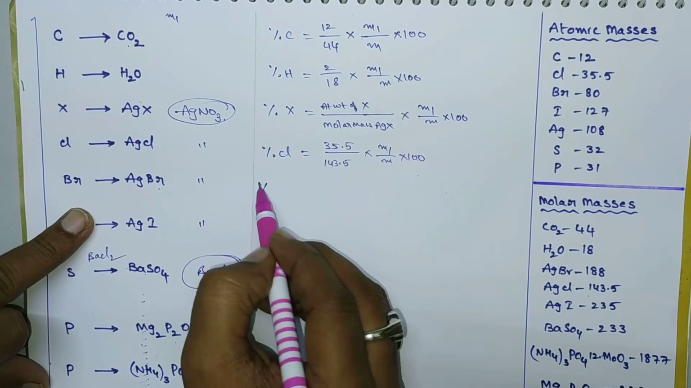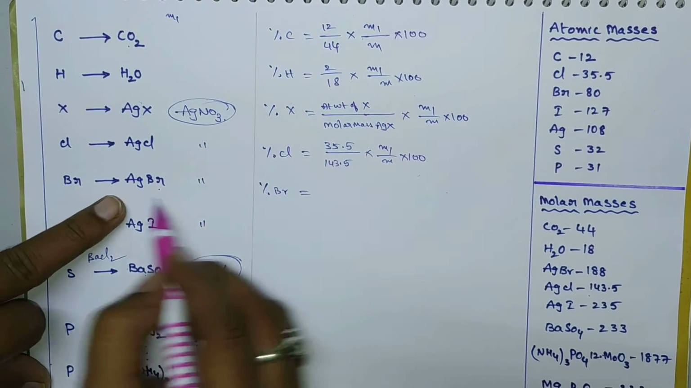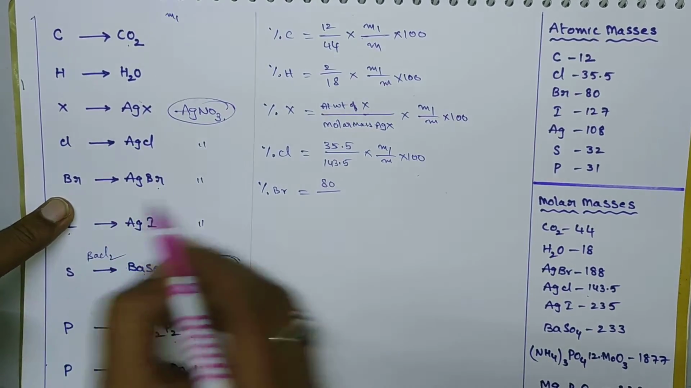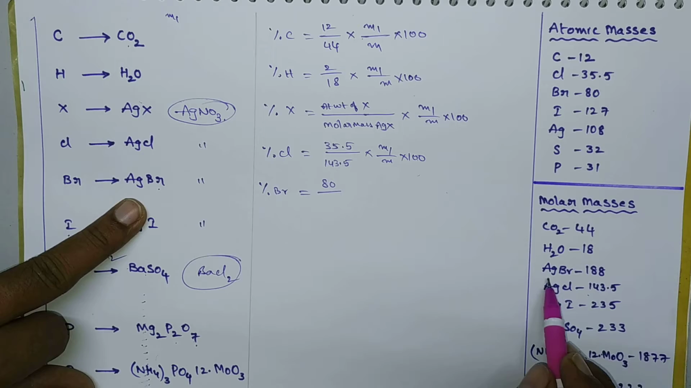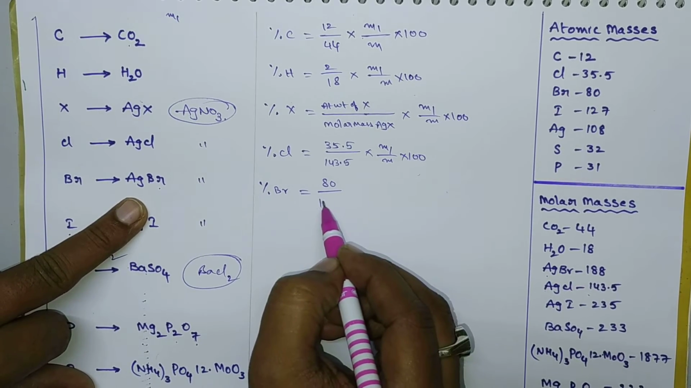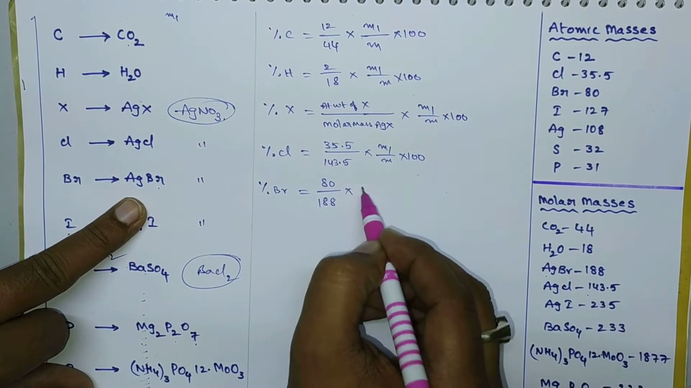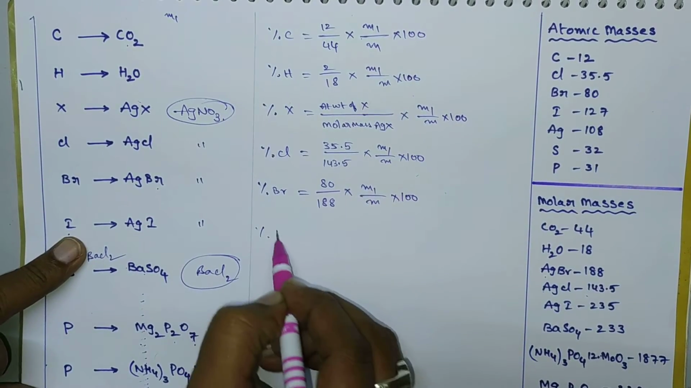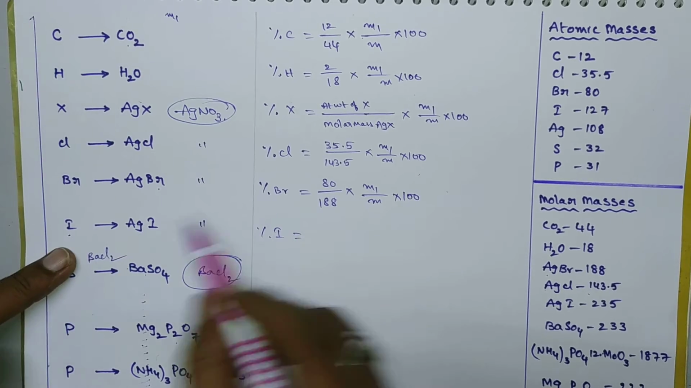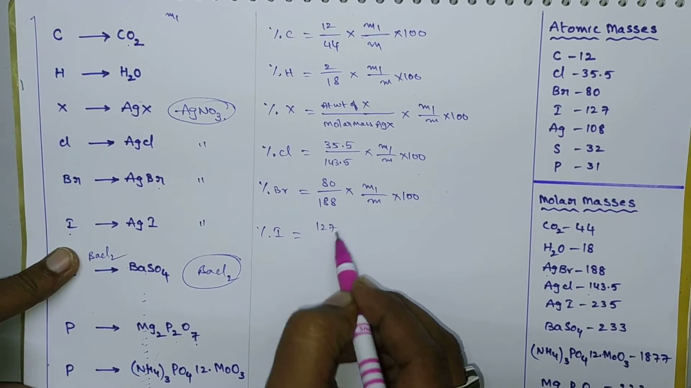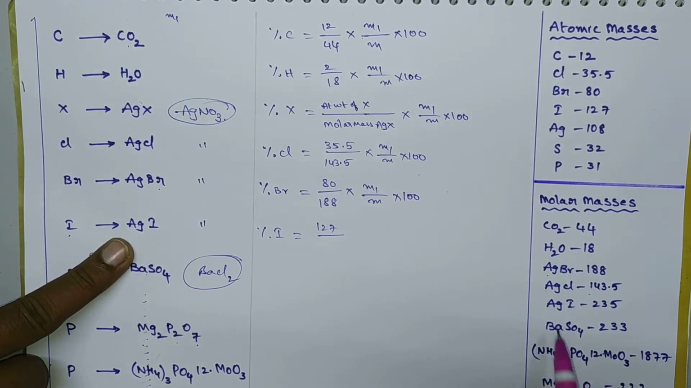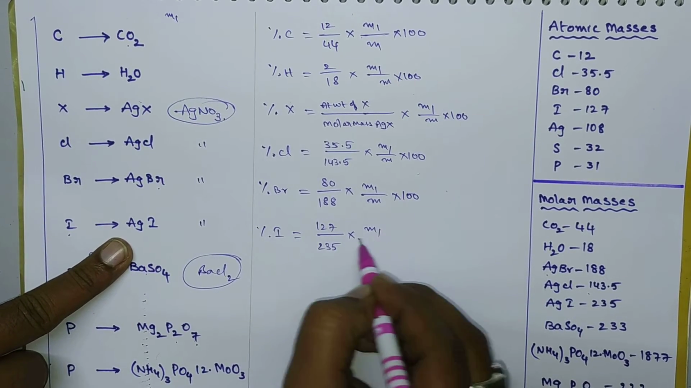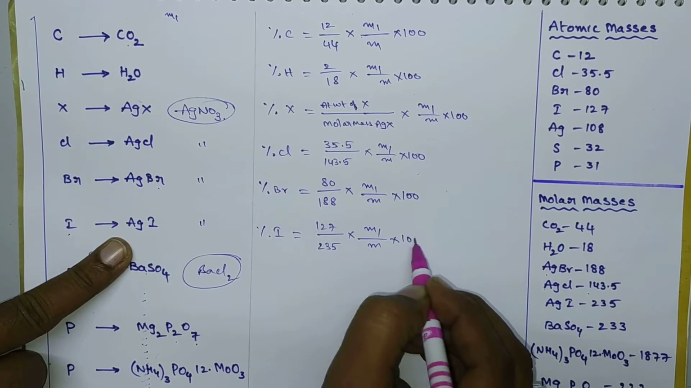Okay. Next, percentage of bromine is equal to, first we have to write the atomic mass of bromine, 80, by the molar mass of silver bromide, since it can be converted into silver bromide. So that is 80 by 188 into m1 by m into 100. Percentage of iodine: the atomic weight of iodine is 127, so 127 by silver iodide 235 into m1 by m into 100.